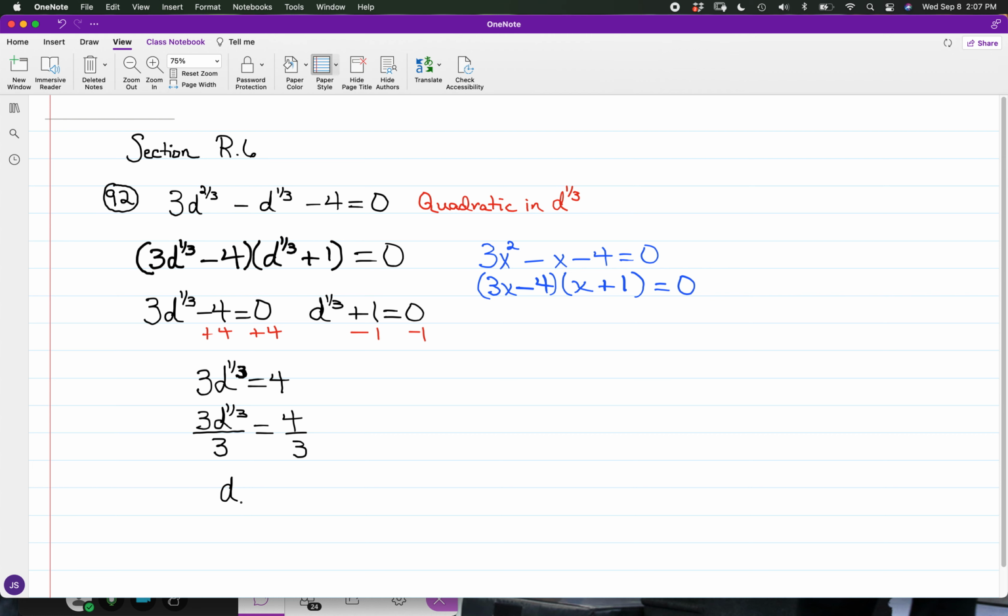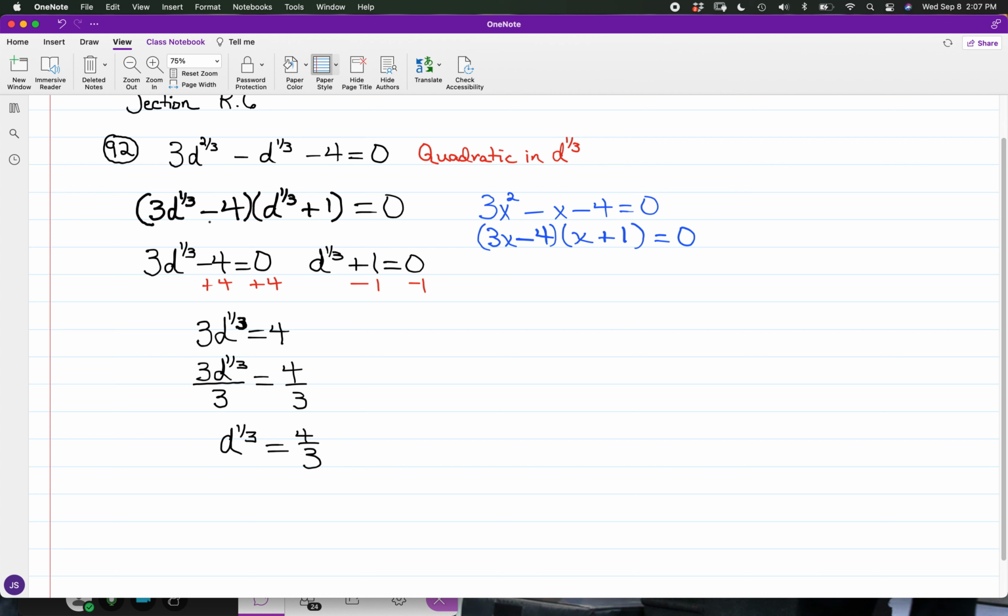So this will come down to d to the 1/3 is equal to 4/3. Okay, so now I've gone from the equation quadratic in form to where I have, at least in one of the factors, an equation with a non-integer exponent. Now we've got d to the 1/3 is equal to 4/3, and there was that section where we looked at translation between non-integer exponents and radicals, and the type of radical would be defined by the denominator of what we have in the exponent.